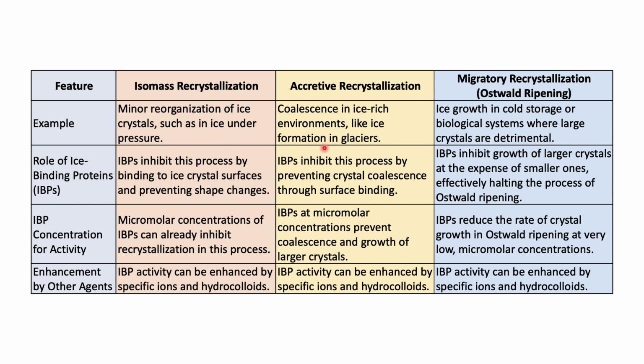And here are some other things, like the role of the ice binding proteins and how they affect these three recrystallization processes. The IBPs inhibit isomass recrystallization by binding to the ice crystal surface and preventing shape changes. In accretive recrystallization, the IBPs inhibit the process by preventing crystal coalescence through surface binding. And in Ostwald ripening, IBPs inhibit growth of large crystals at the expense of smaller ones, effectively halting the process of Ostwald ripening.